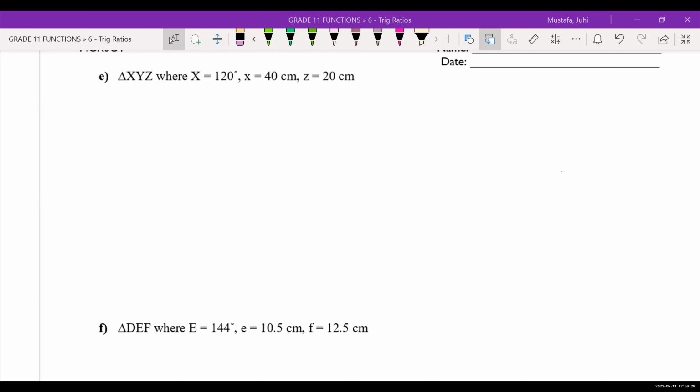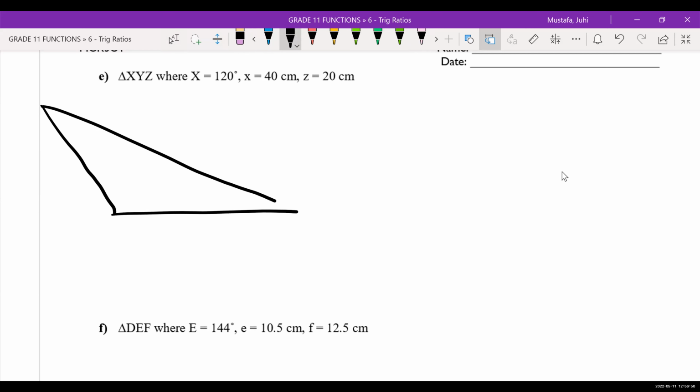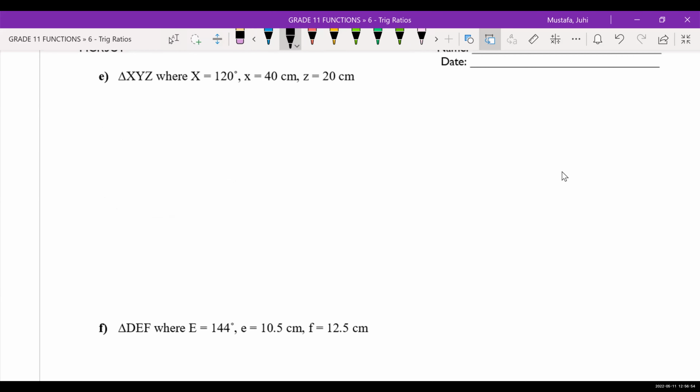All right, for question E, we have our very first obtuse angle. So when we draw this, we have to sort of draw the angle to be very large. And I don't know what the rest of it looks like. So I'm just going to assume for now it looks like this. And then, ooh, that's really big. Let's make it a little smaller.